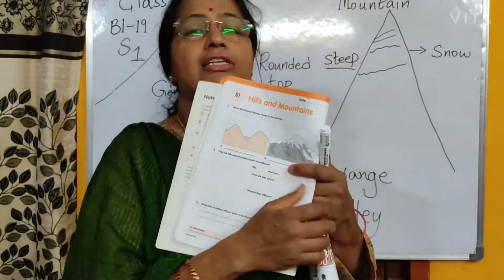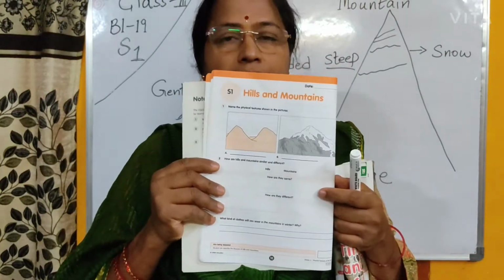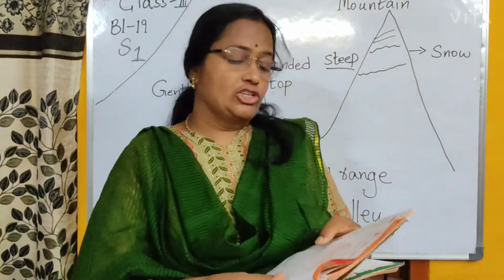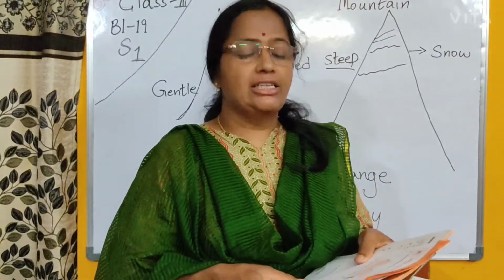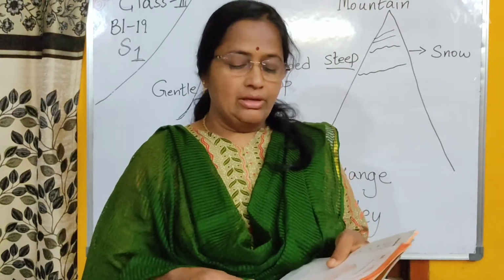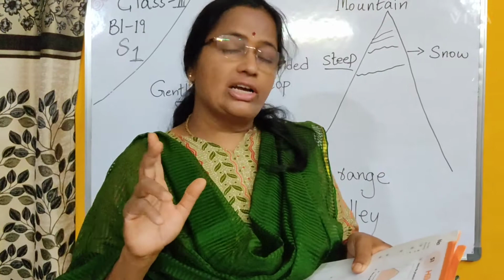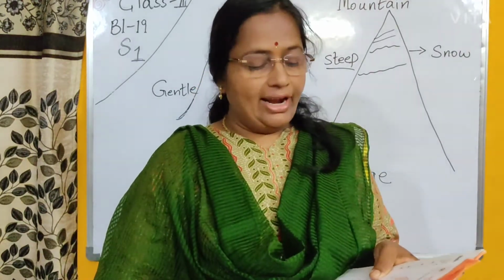Okay, this is the worksheet, hills and mountains. What is the first question? Name the physical features shown in the pictures. Okay, two pictures are given. One is in light orange color, the other one is in black and white.